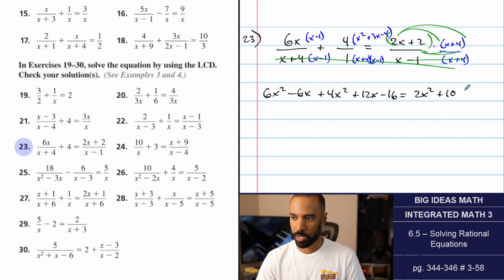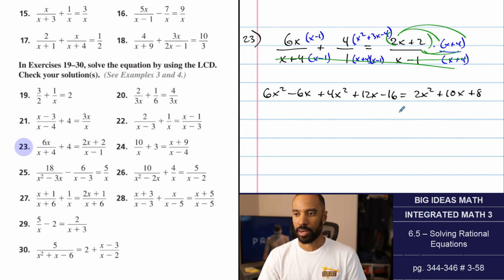Plus 8x plus 2x plus 8. All right, here's our setup, and let's solve.